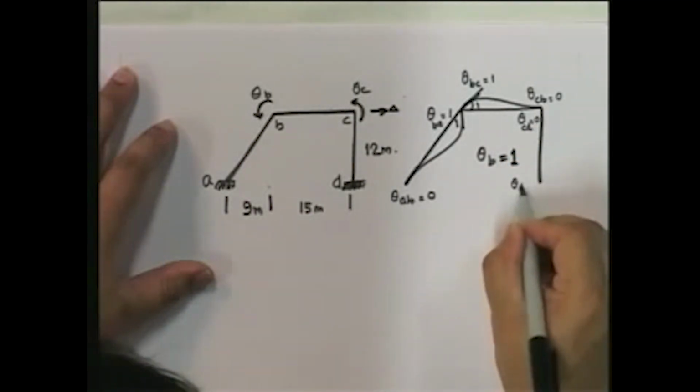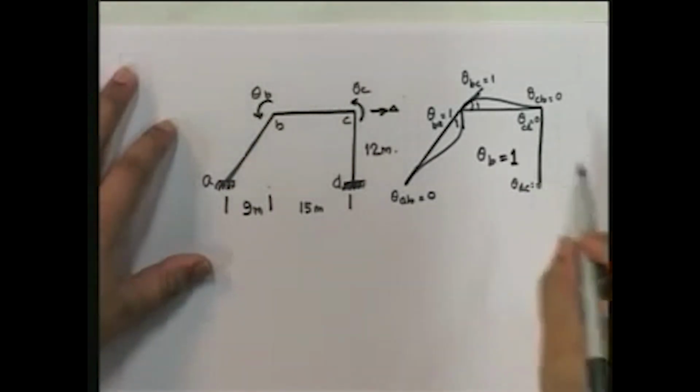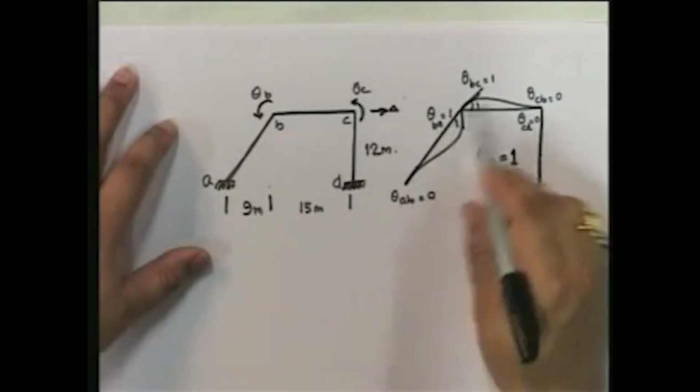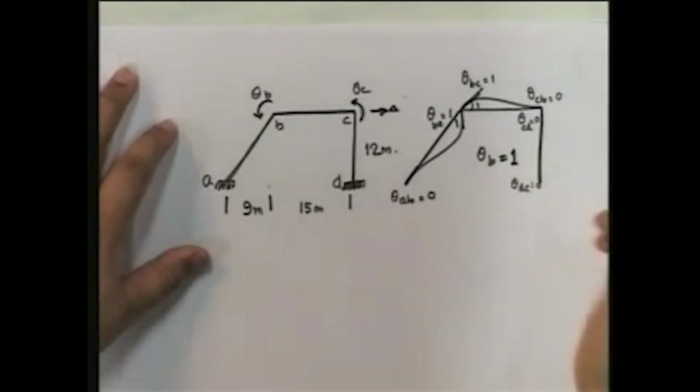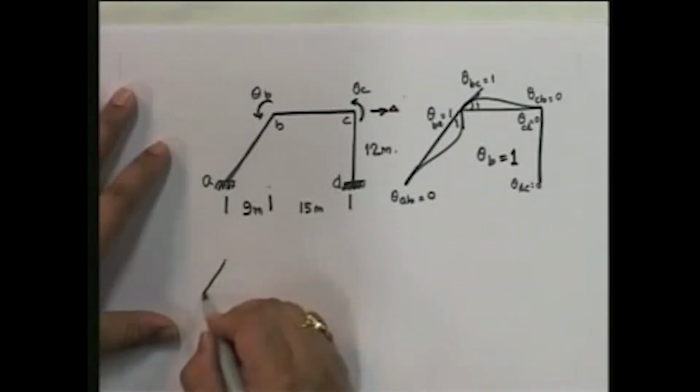Okay, so this, if it was real, these would be real. If this was virtual, these would be virtual. Okay, I mean identical. Okay, then let me put theta c is equal to 0.